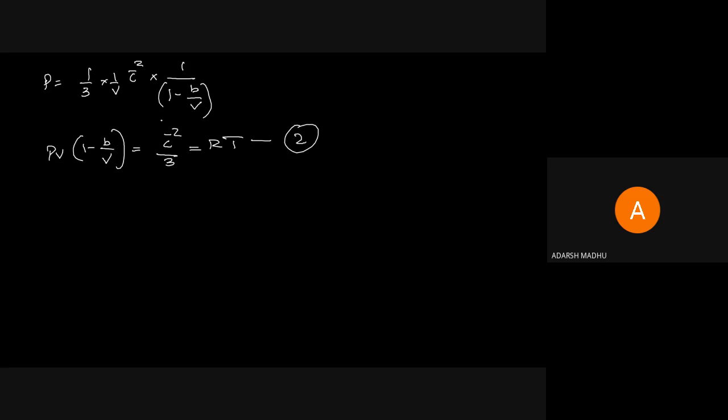Equal to RT. PV equal to RT is the equation. So see here, PV has an extra term, and the volume also has an extra term. Collision gives equal to RT. Okay, this is the second equation, and two more steps are there.